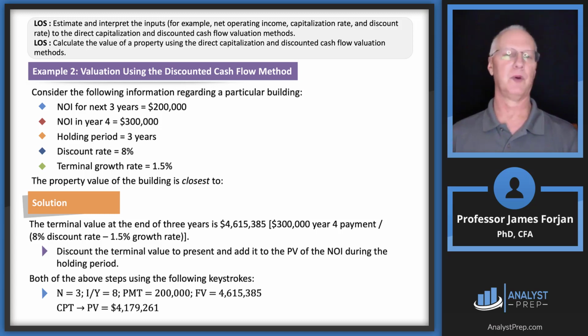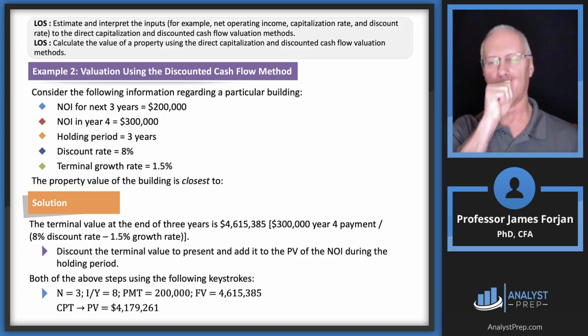So this is a super easy time value of money calculation, right? N equals 3. The interest rate is 8%. The payment is 200. That's right, the ordinary, regular old annuity, 200, 200, and 200. And then our selling price is $4.6 million. So that's going to be our future value. So go ahead and hit the compute present value button and we get $4.1 million or so.